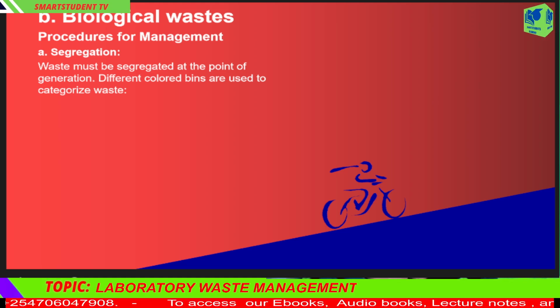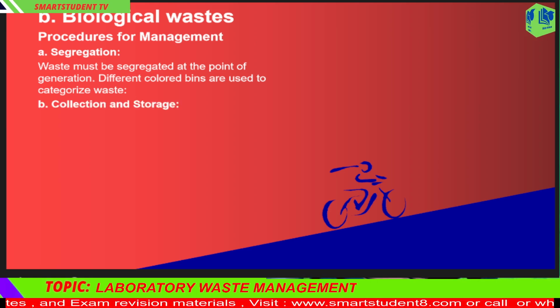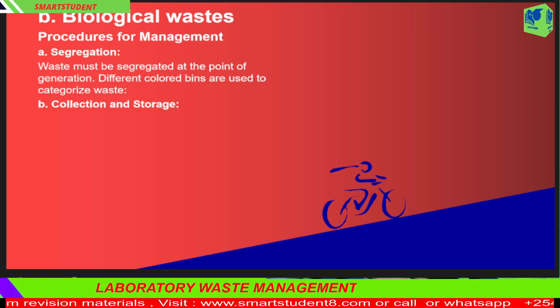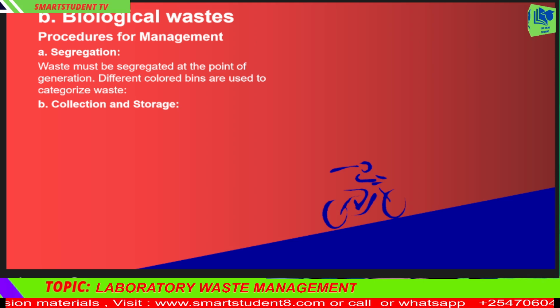Yellow bins are for holding moderately infectious waste, e.g. contaminated waste like syringes, soiled cotton wool, bandages, and tubes. Blue bins are for holding non-hazardous general waste, e.g. glassware and metallic body implants. Black bins are for holding general lab waste. B. Collection and storage. Waste should be collected in designated containers and stored in a safe, labeled area away from public access as soon as it is generated.